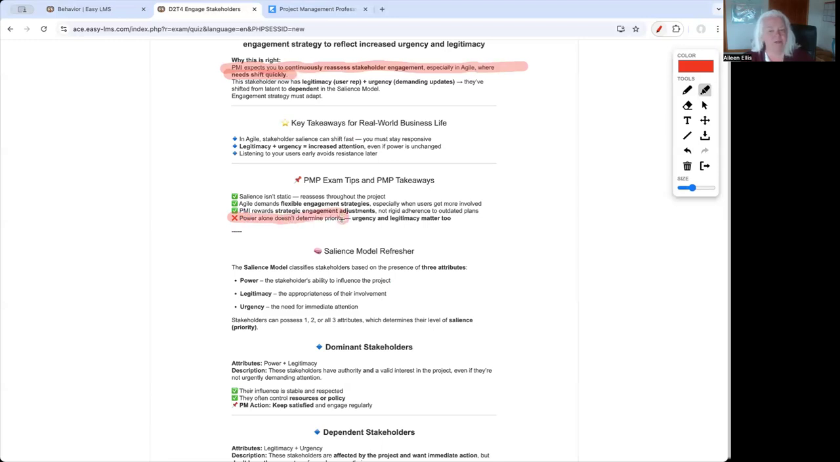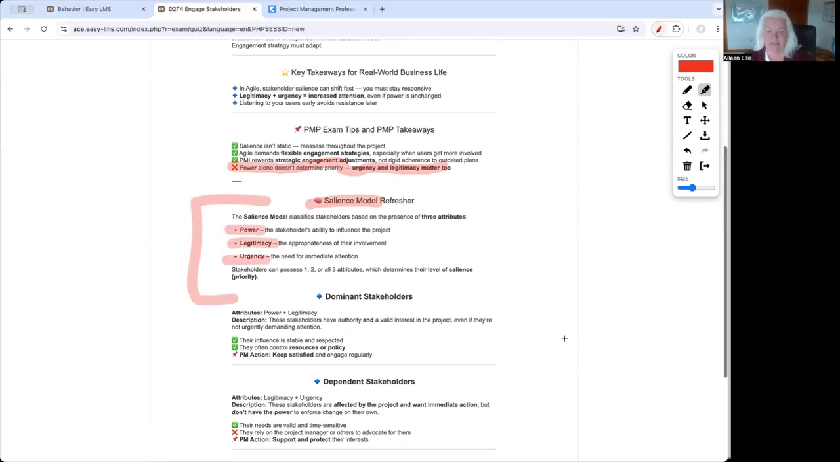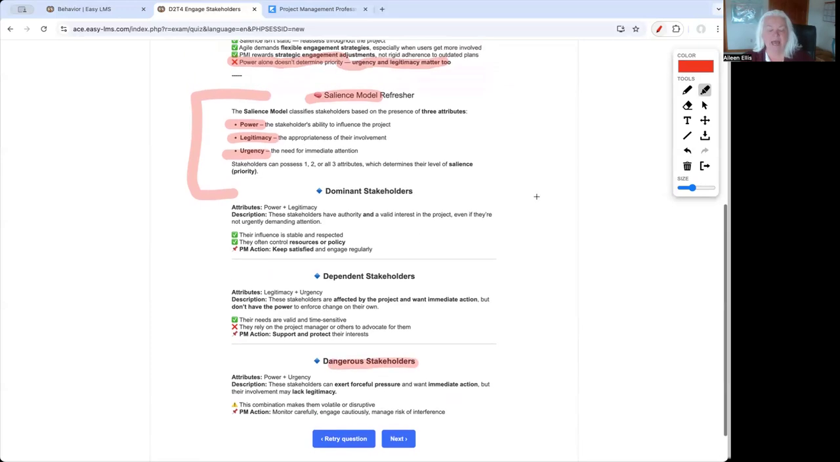Power alone does not determine priority. We want to think about urgency and legitimacy. What are we really talking about? The salience model. The salience model is made up of 3 elements: power, legitimacy, and urgency. Now, we had a question with a wrong answer, dangerous. Let's look at these 3 terms here.